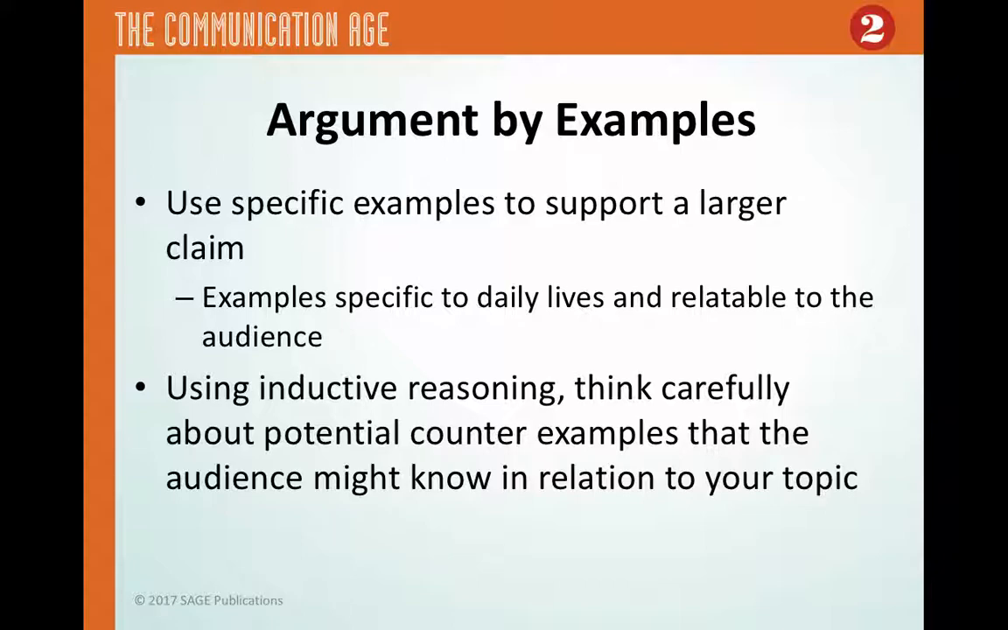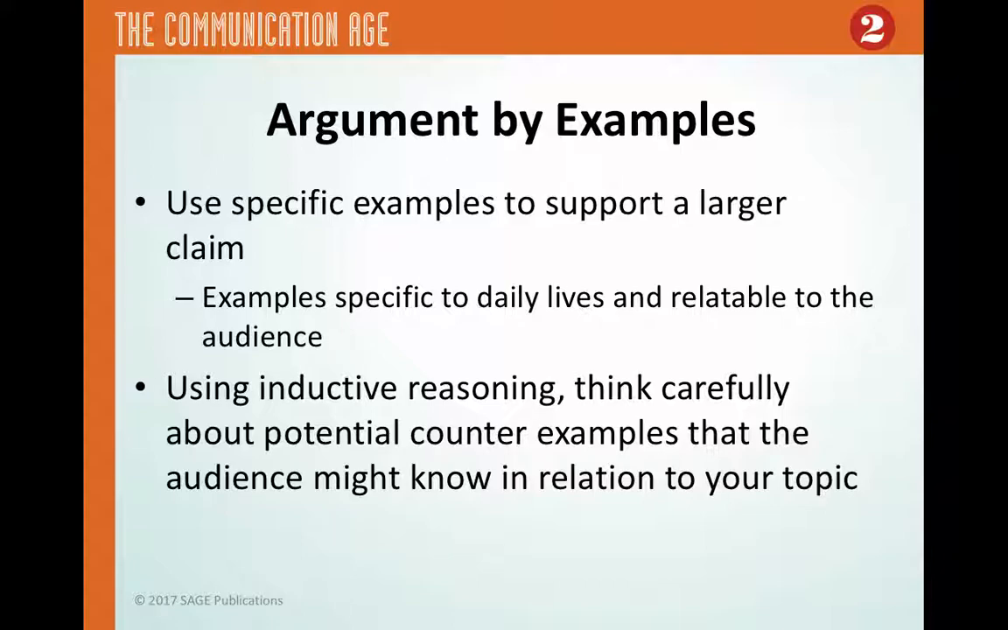So argument by example is when you use specific examples to support a larger claim. So you're using a bunch of small anecdotes or stories or examples to build up to a larger overarching persuasive argument, which is your speech that you are making. So examples specific to daily lives and relatable to the audience. If you're talking about smoking, for example, you want to talk about how you've personally had people in your life, or I know you out there in the audience have had individuals that have suffered from cancer or lung-related issues because of their smoking. You would say things like that.